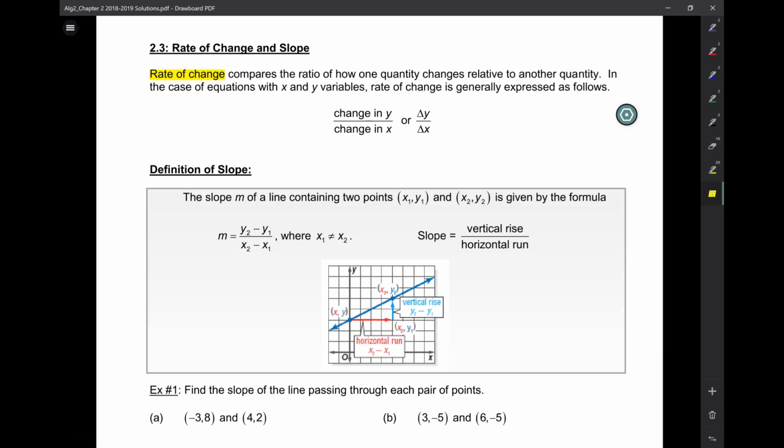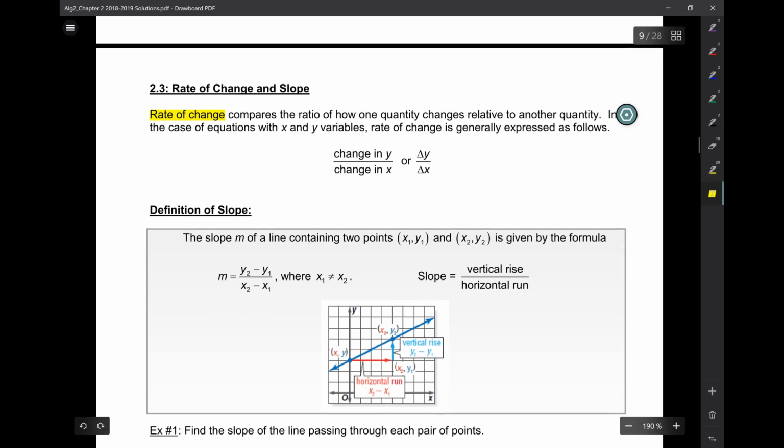So if slope is the rate of change, it's how fast something changes, then we have to figure out a way to calculate that, right? So for example, take a look at this. Let's say the weather, right? If in the morning it was this cold, and then at noon it warmed up, so now it's at this temperature, right? How much did it change in going, let's say, a matter of 4 hours, right?